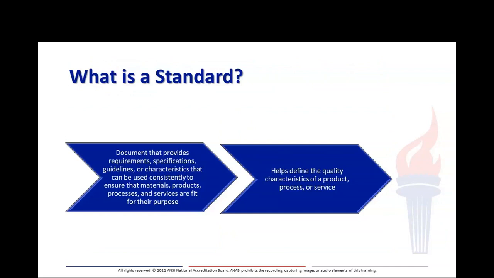I've talked a lot about conformance to requirements, such as a standard, but what is a standard particularly? A standard is a document that contains requirements, specifications, guidelines, or characteristics that can be used consistently to ensure that materials, products, processes, and services are fit for their purpose. Standards help define the quality characteristics of a product, process, or service. Standards work to make processes similar or equal, such as tests performed by different laboratories or certifications provided by different certification bodies.